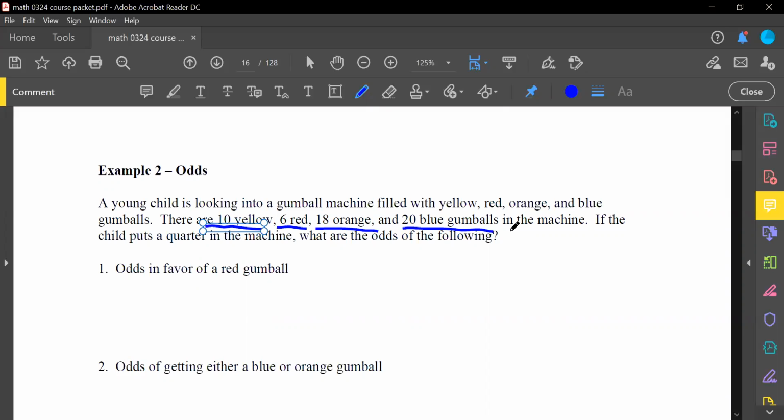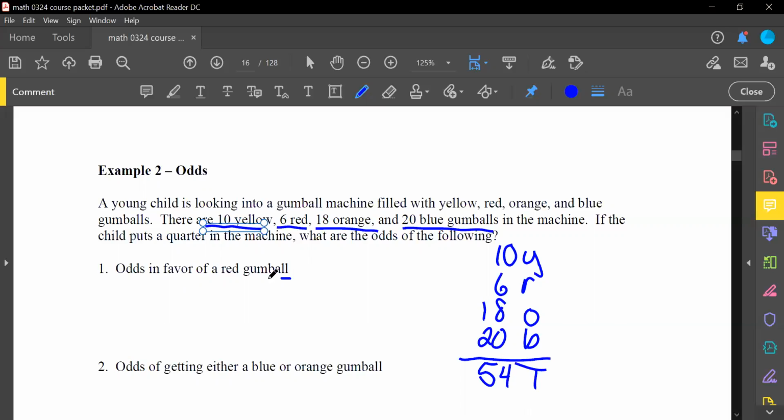What I like to do is make a little chart with the total up there: 10 yellow, 6 red, 18 orange, and 20 blue. And the total, I'm going to add those up. Using a calculator, let's see, 20, 30, 48, 54. So there are 54 gumballs. Just keep that in mind.